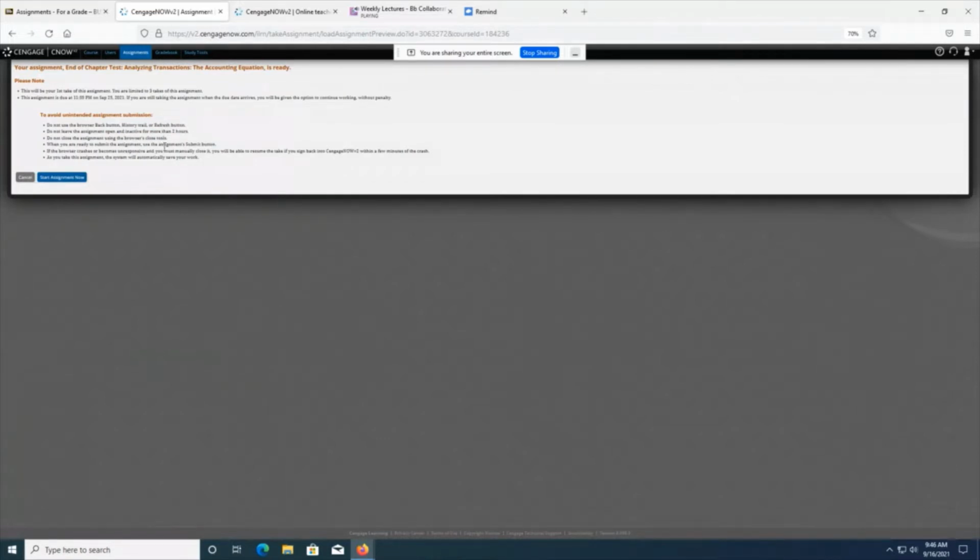When you're ready to submit the assignment, use the assignment submit button. If the browser crashes or becomes unresponsive and you must manually close it, you will be able to resume the take if you sign back into Cengage Now within a few minutes of the crash. If it's more than 2 hours, it will automatically submit. If you take this assignment, the system will automatically save your work. So as you're working, it's going to be saving it. Okay, so then you click on Start Assignment.